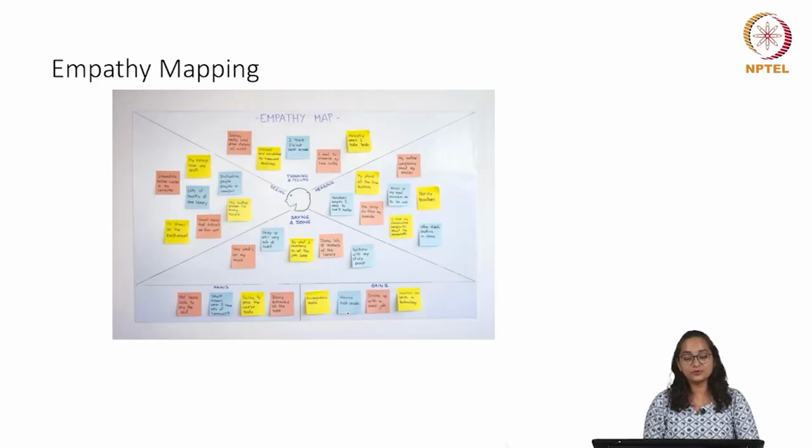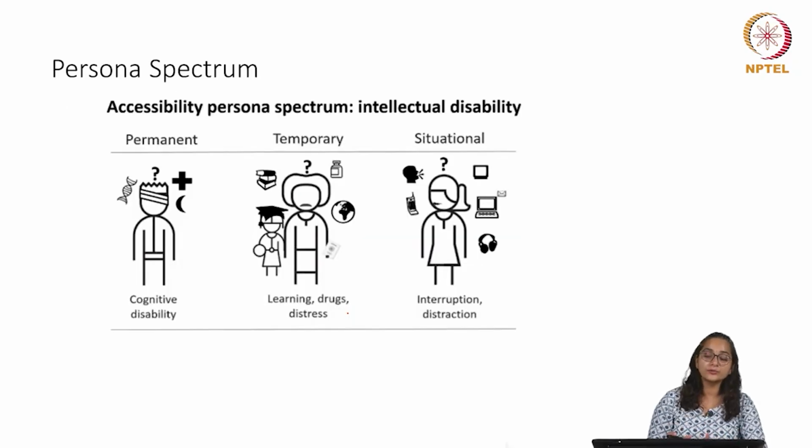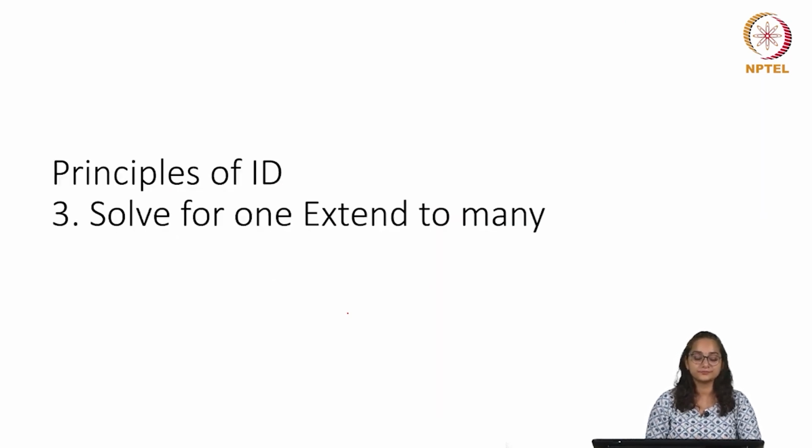This is just an example of a filled empathy map. You can also try to do this exercise when you are working on your product. You can also think of scenarios, different kinds of abilities, and different kinds of special abilities when you are creating a persona. And that would help you come to 3 personas maybe. One is a permanent disability kind of persona, the other can be a temporary disability kind of persona, and the third can be a situational disability kind of persona.